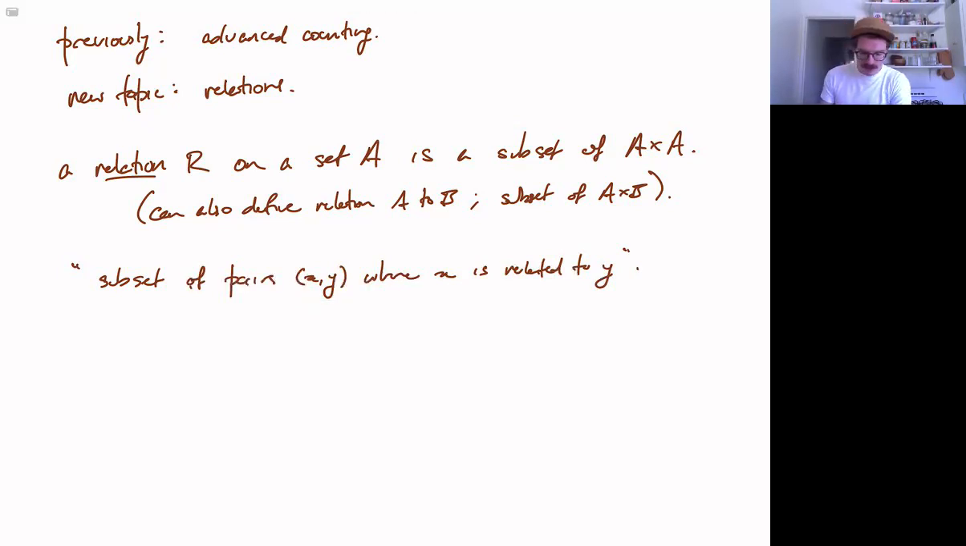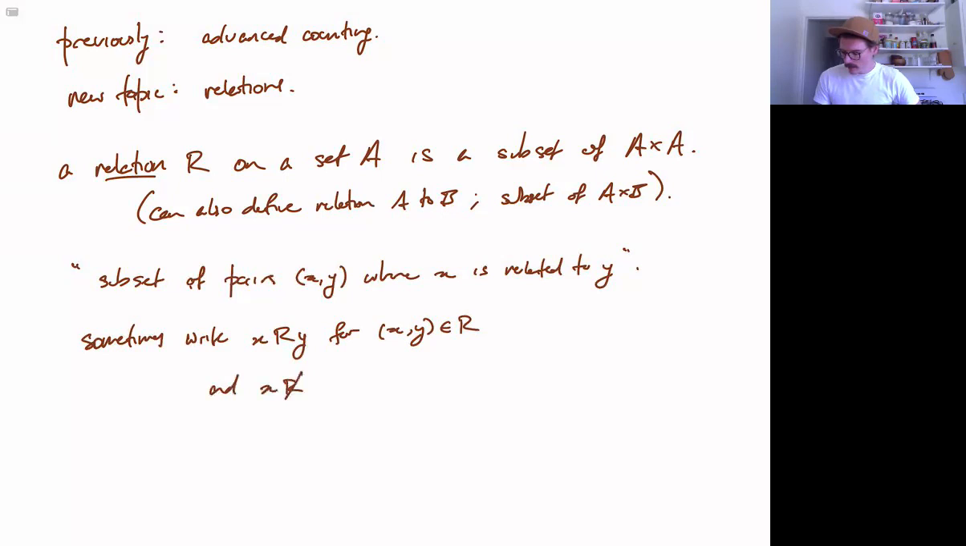And just as some additional notation, it's sometimes convenient to write, instead of ordered pairs, something like x R y, to mean that this ordered pair is a member of this relation. And you can also write x not R y, to say that (x, y) is not in this relation.